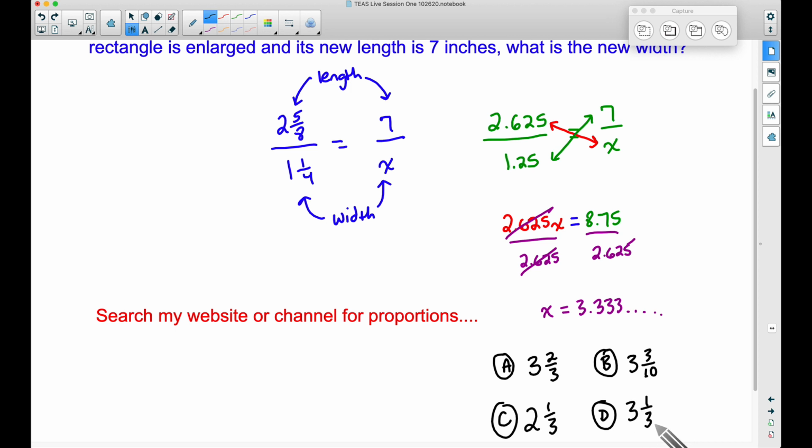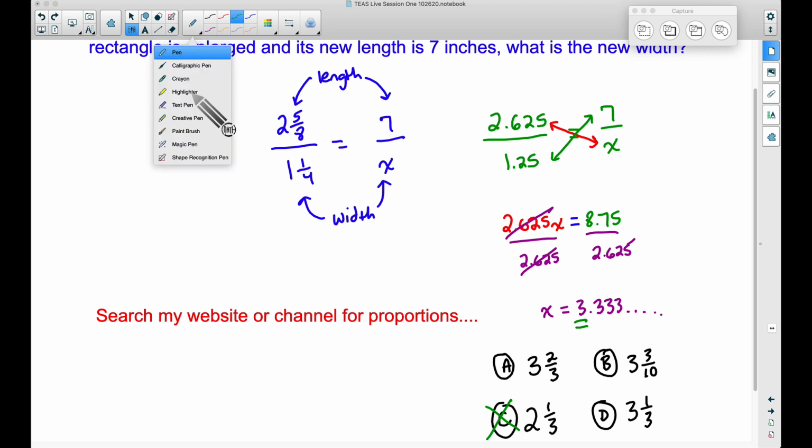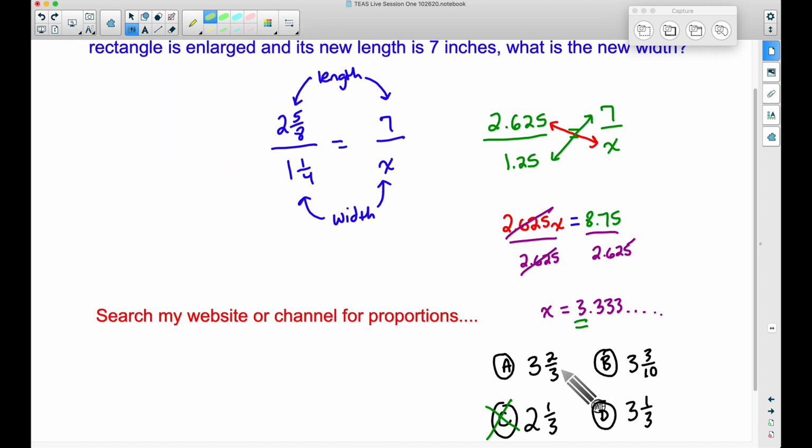Here is a good multiple choice tip right here. Since our whole number is a 3, I'm definitely going to cross out choice C because that whole number was a 2. The only other thing we have to look at is we need to look at the fraction parts. 2/3, 3/10, and 1/3.